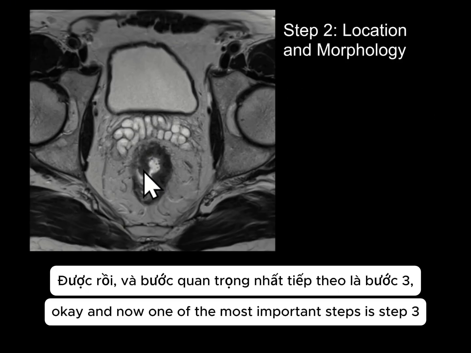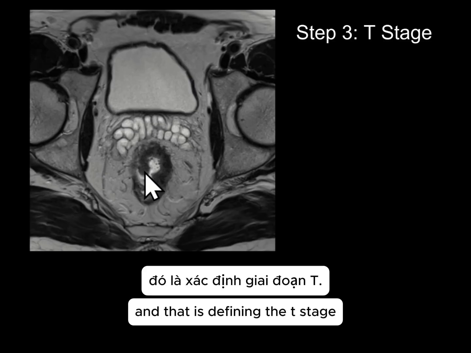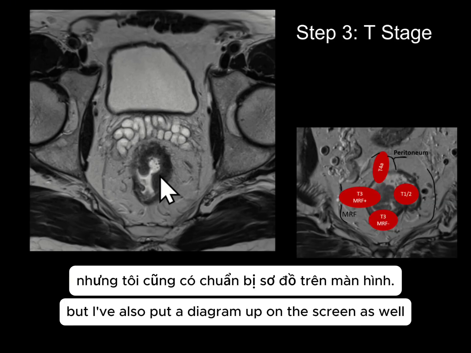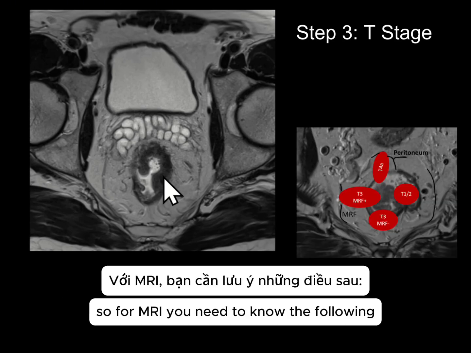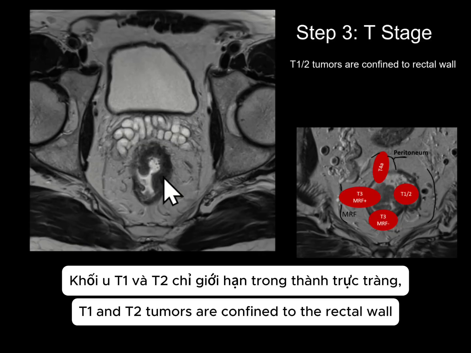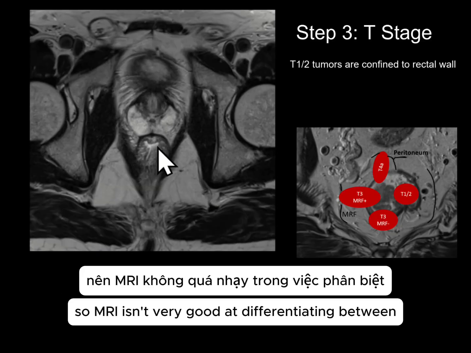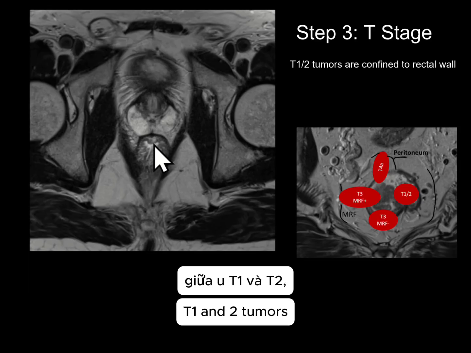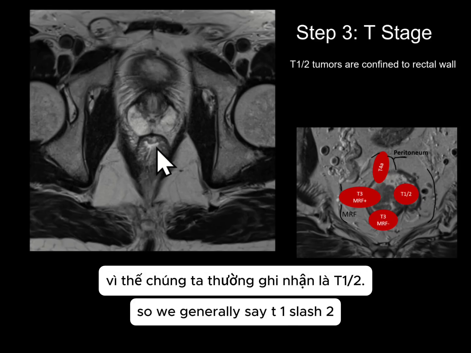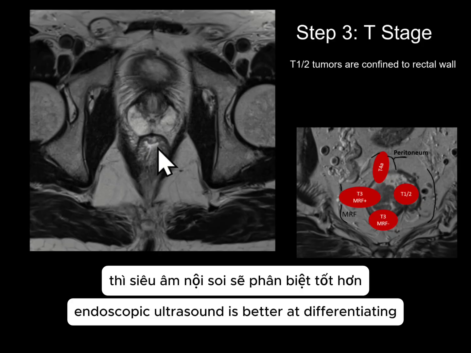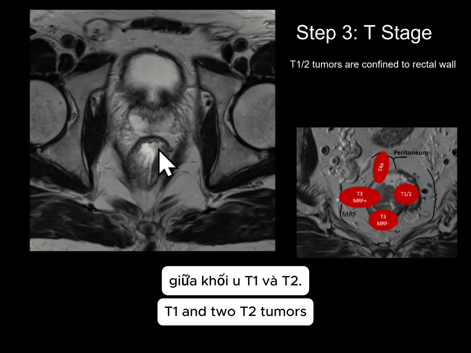Okay, and now one of the most important steps is step 3, and that is defining the T stage. So we'll talk through the MRI here, but I've also put a diagram up on the screen as well. So for MRI, you need to know the following. T1 and T2 tumors are confined to the rectal wall. So MRI isn't very good at differentiating between T1 and 2 tumors, so we generally say T1/2. If differentiation is required for management, endoscopic ultrasound is better at differentiating T1 and T2 tumors.